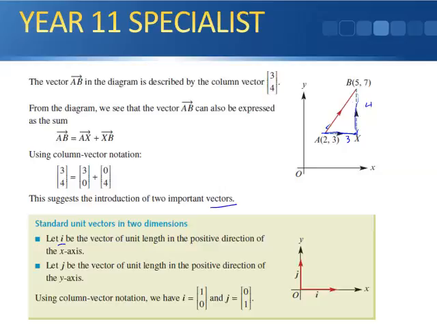But this is important. We can get two important vectors called i and j. i is the vector of unit length in the positive direction of the x-axis, and j is the vector of unit length in the positive direction of the y-axis. Therefore, using column vector notation, i is (1, 0), remember that's the x, and j equals (0, 1), remember that's the y. It's very important that we understand that i is that way and j is that way.